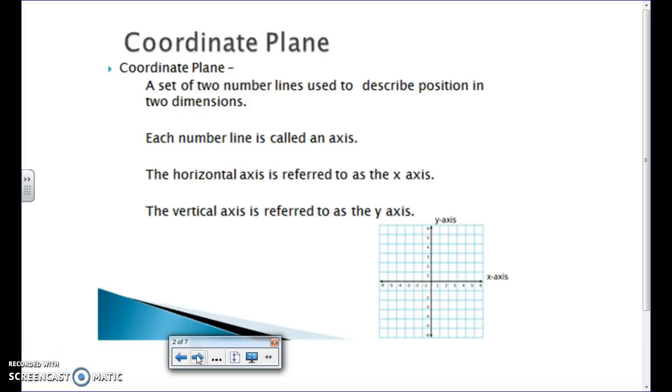Alright, now coordinate planes are used to describe a position. So there are two number lines, and they each have a name. One is the x-axis, the horizontal one, and one is the y-axis, the vertical axis. We don't call them number lines, we call them axis, or axes if it's plural.